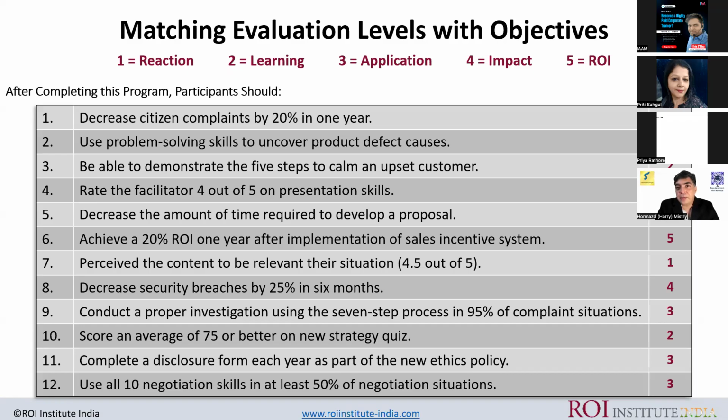Any questions that you have around these objectives? What's the ninth one? Ninth one is a level 3. Okay, thank you. And number 2.